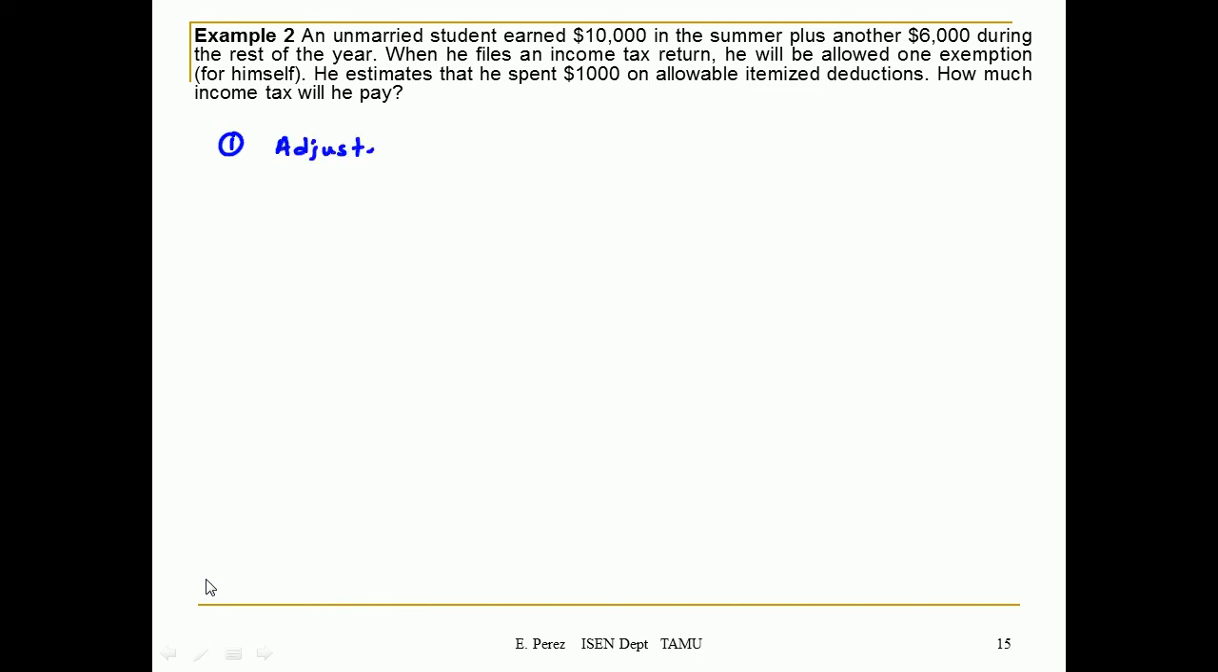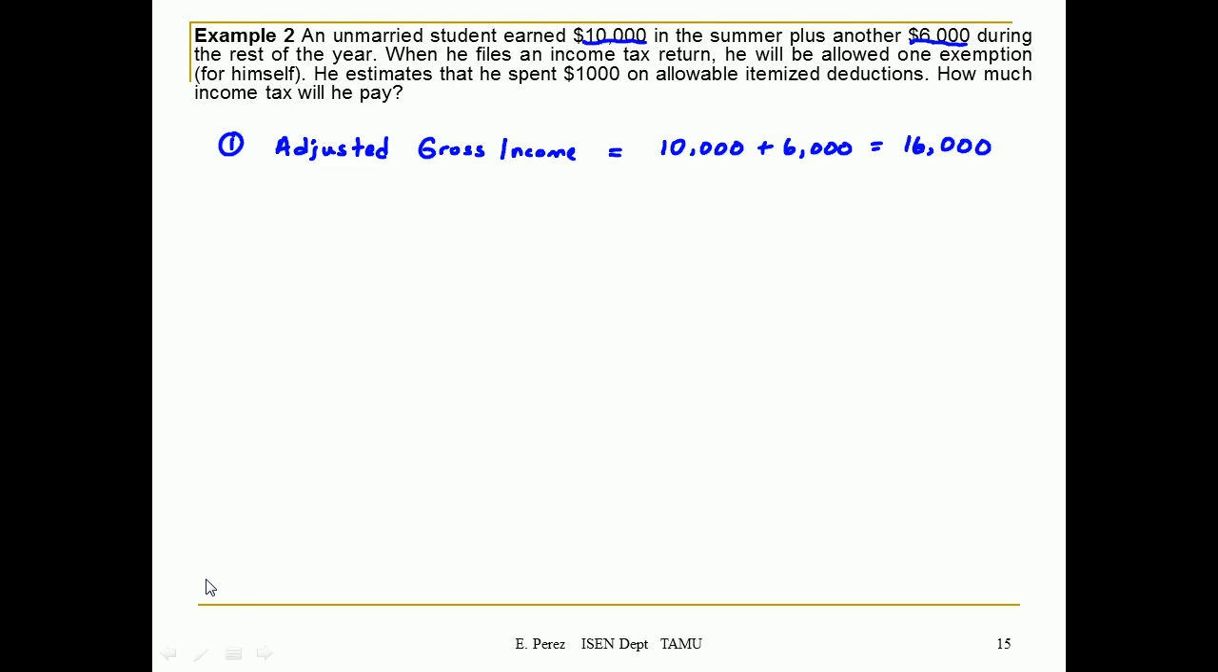So, the adjusted gross income. In this case, he earned $10,000 in the summer and $6,000 during the rest of the year. So the total is 10,000 plus 6,000, which will give you $16,000.